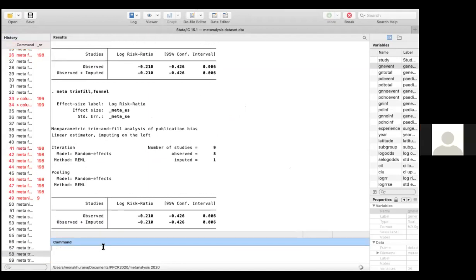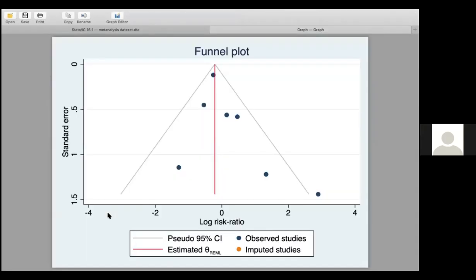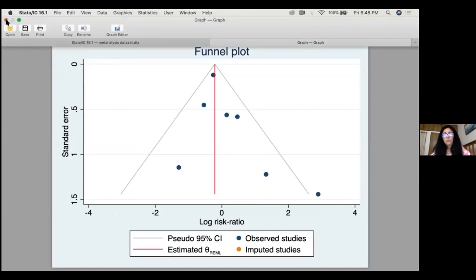Can I ask something, Mona? Yeah, sure. In the funnel, can you show again the funnel plot? There's a study outside the funnel. Yes, I think it's covered by the video in my screen. There is a study here outside and they have imputed one. I don't know why it's not showing up on the funnel plot. When you see the summary, it's showing that one study has been imputed. I was trying to show you that.